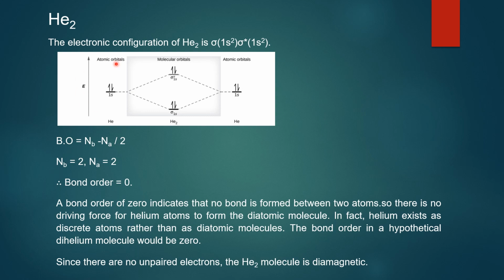We know that helium is a noble gas. It always prefers to exist independently in nature. The bond order in a hypothetical dihelium molecule would be 0. Since there are no unpaired electrons, all the electrons get paired up. So helium belongs to the category of diamagnetic substances. It has a diamagnetic property. That is about the He2 molecule.